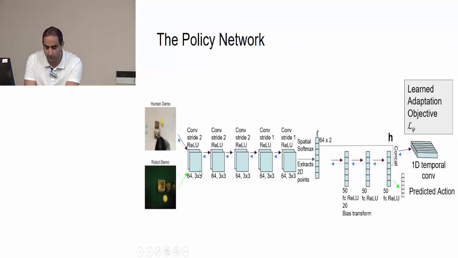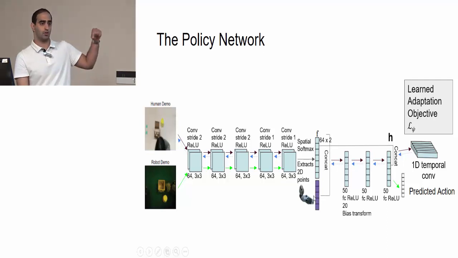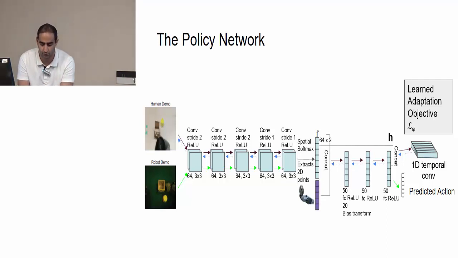We send the robot demonstration through the same convolution layers, and we also concatenate the robot state, the current state of the robot, and we use these features to predict the gripper pose. So we just send these features through a fully connected layer, and it tells us what the gripper pose should be. Robot states are the joint angles, yeah. And the predicted gripper pose tells us if we should open the gripper or not.